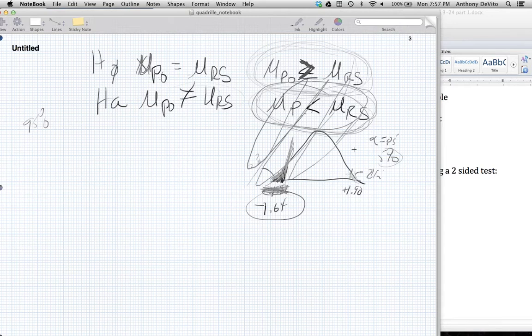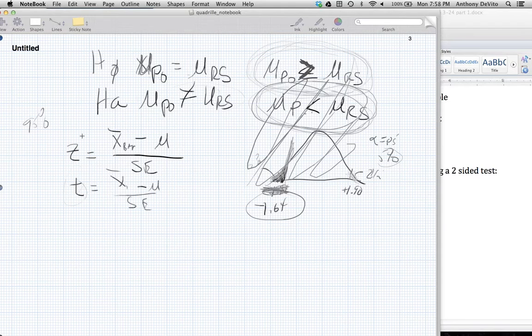So let's do this as a two-sided test for right now. Let's see what we need to do here. Our Z score is going to be equal to X bar, the value that I have for my sample, minus mu, over the standard error. If I'm going to use T instead, T is equal to X bar minus mu over the standard error. Same calculations, it's a question of what we're going to do with that number.